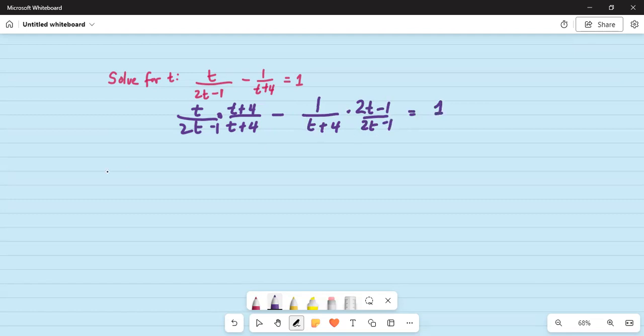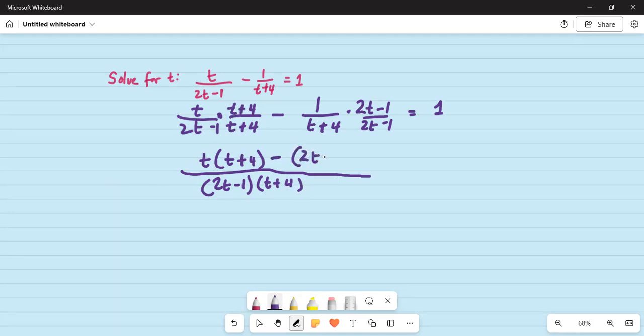Okay. So I have a common denominator of 2t minus 1 times t plus 4. And in the first term, I have t times t plus 4. For the second term, minus, I have 1 times 2t minus 1. And the whole thing is equal to 1.